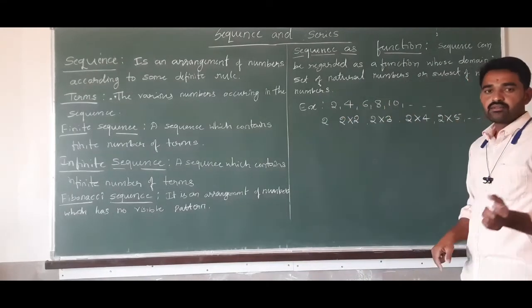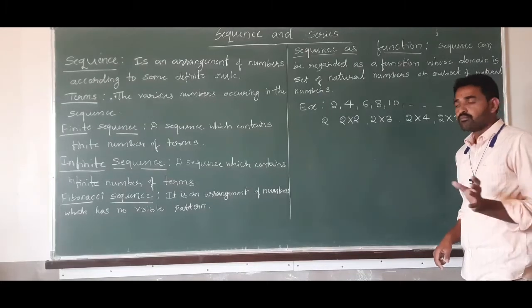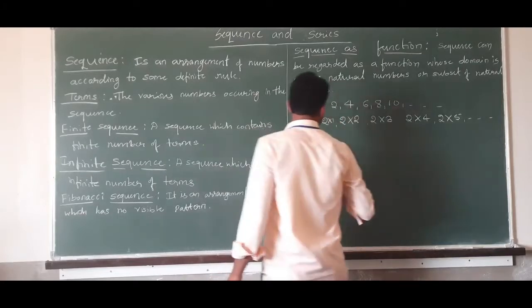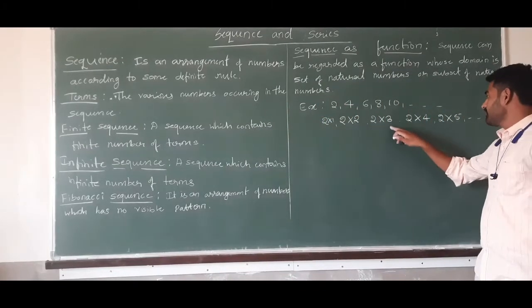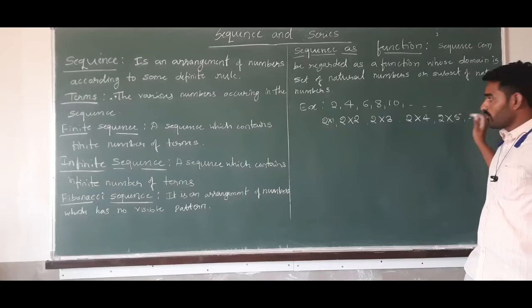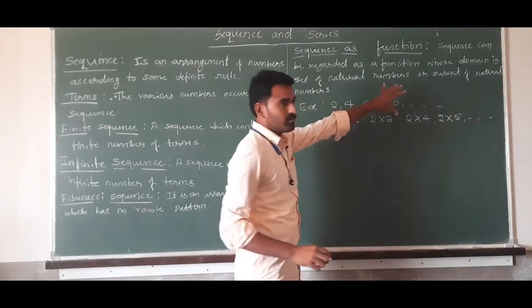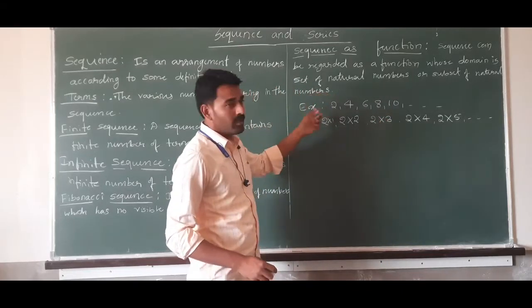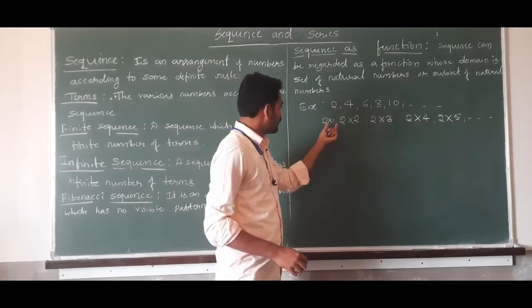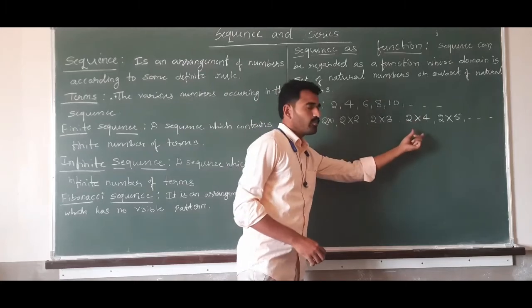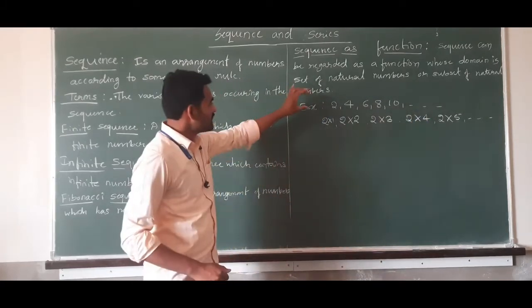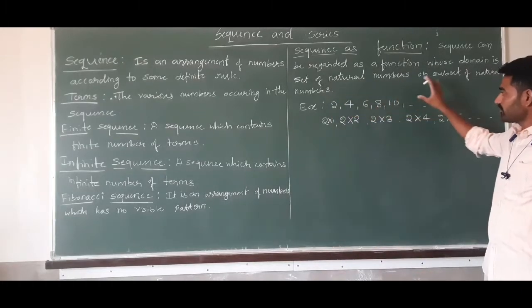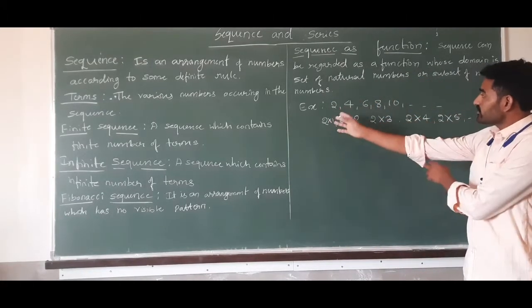A sequence has some definite, particular order. That is, the first number is 2 into 1, the second one is 2 into 2, 2 into 3, 2 into 4 and so on. Here, these are the numbers of the sequence. These are all the terms of the sequence.